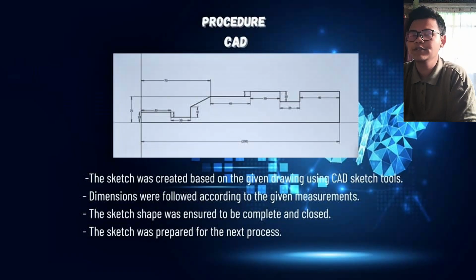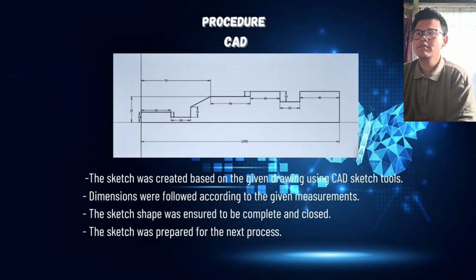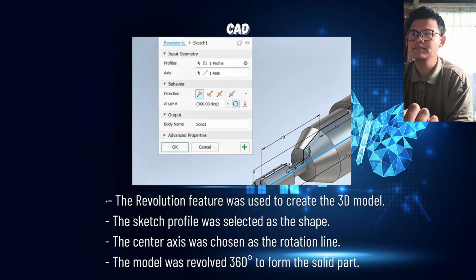So let's talk about the procedure. First, CAD. The sketch was created based on the given drawing using the CAD sketch tool. Dimensions were followed according to the given measurements. The sketch shape was ensured to be complete and closed. The sketch was prepared for the next process.